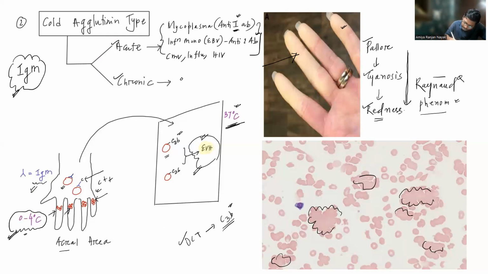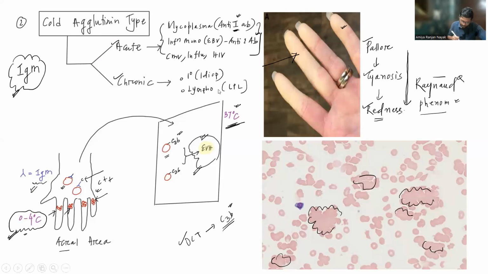Chronic cases are usually either primary or idiopathic, or due to some lymphoproliferative disorder. Lymphoproliferative disorders can cause both warm type autoimmune hemolytic anemia and cold agglutinin type hemolytic anemia. And I told you when I discussed warm hemolytic anemia, the important one to remember is CLL, that is chronic lymphocytic leukemia. But here the important one is LPL, that is lymphoplasmacytic lymphoma. Otherwise, you can remember it as Waldenström macroglobulinemia.